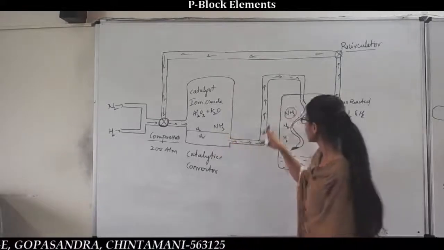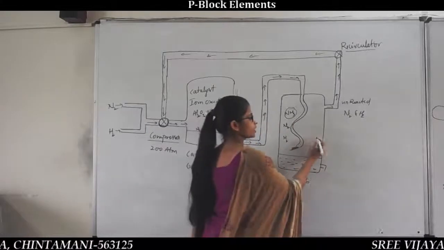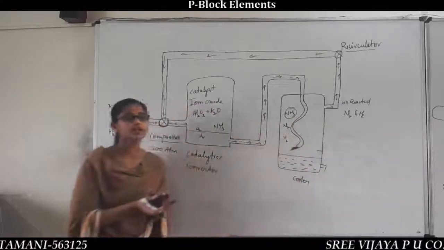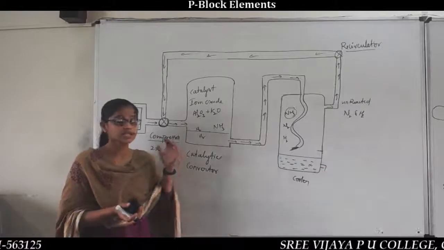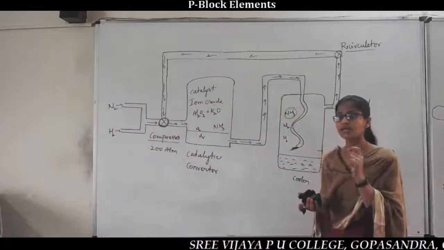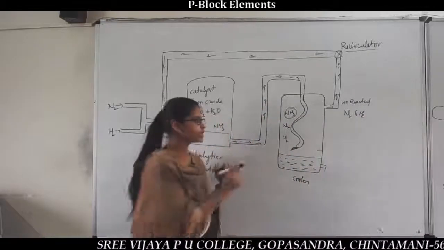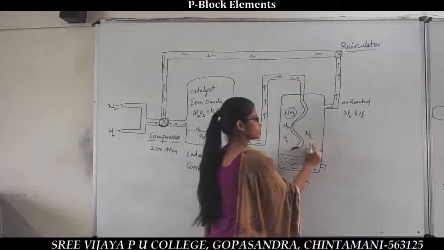So from there, what do we do next? Now we pass it to the cooler. In this cooler, what happens is that it undergoes liquefaction. We know the reaction takes place at a low temperature, the formation of ammonia takes place, and liquefaction of ammonia takes place only at a low temperature. So only the nitrogen and hydrogen remain as they are.